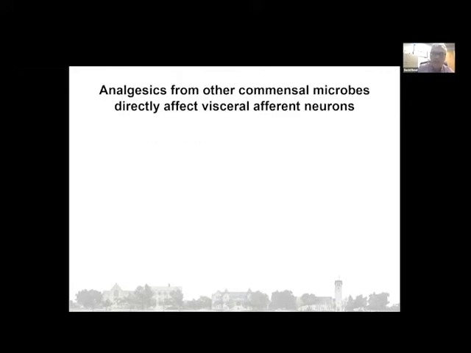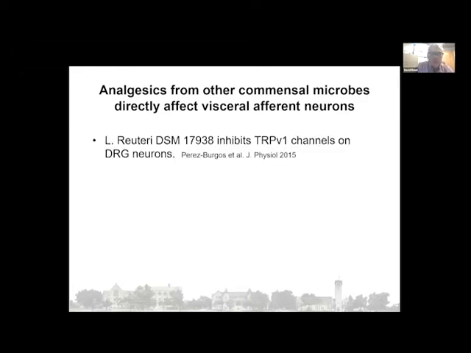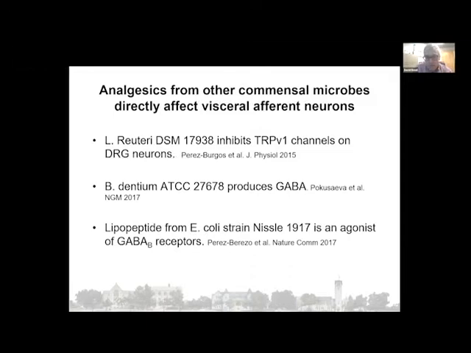not everybody. And there are other analgesic microbes out there, just to let people know it's not just Faecalibacterium. Lactobacillus can inhibit TRPV1 channels on DRG neurons, Bifidobacterium can produce GABA, which is inhibitory, and there's an E. coli strain which produces lipopeptide, which is an agonist of GABA B receptors.